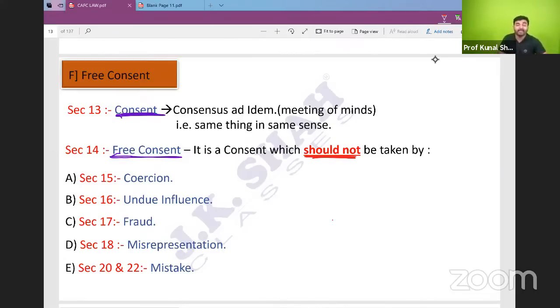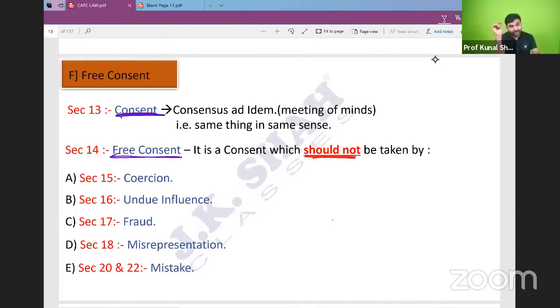If you are taking someone's consent, someone's permission, out of coercion or undue influence or fraud or misrepresentation or mistake, then sorry to say, there is a consent, but there is no free consent. Which means there would be a contract, but there won't be a valid contract.